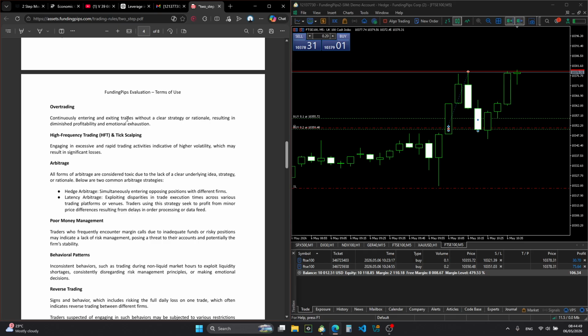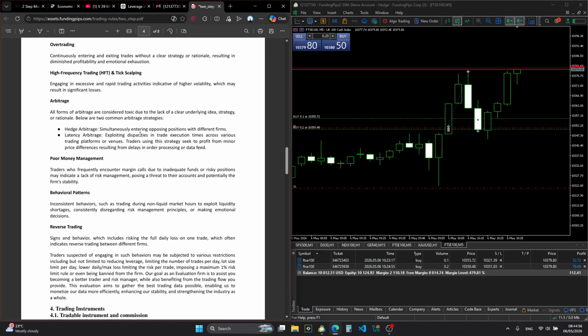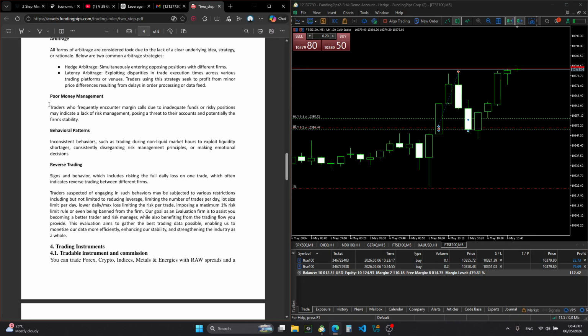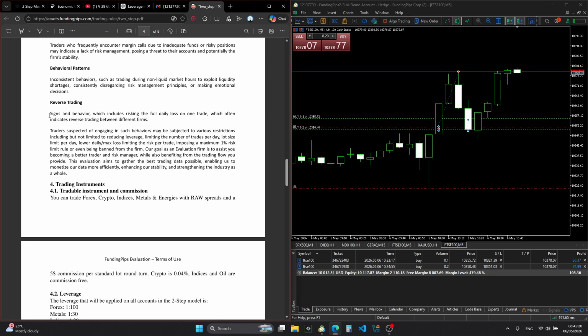Overtrading, continuously entering and exiting, a strategy resulting in inflated profitability, and high frequency tick scalping, latency arbitrage. Poor money management, inadequate funds: traders who frequently encounter margin calls due to inadequate funds or risky position sizes. Reverse trading behavior, which includes risking the full daily loss on one trade.